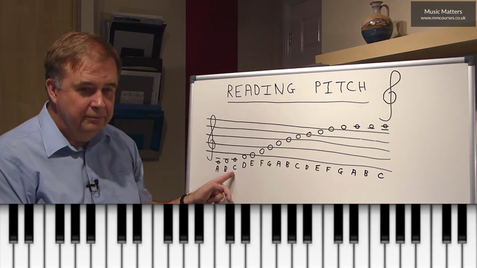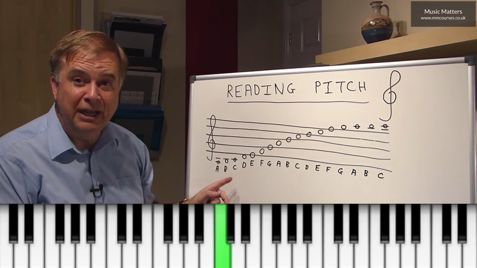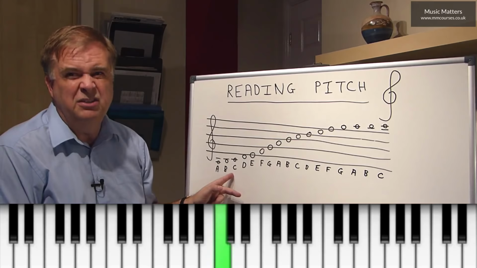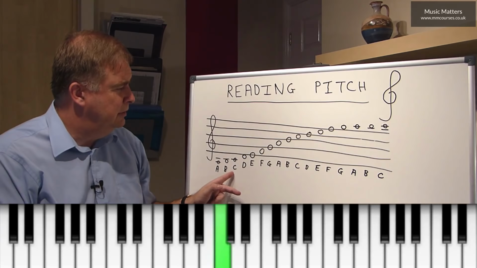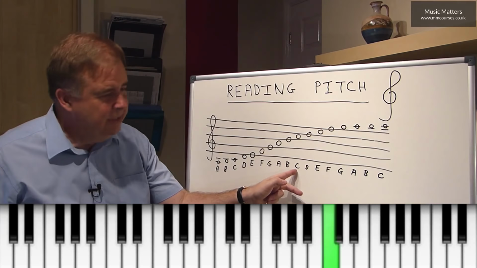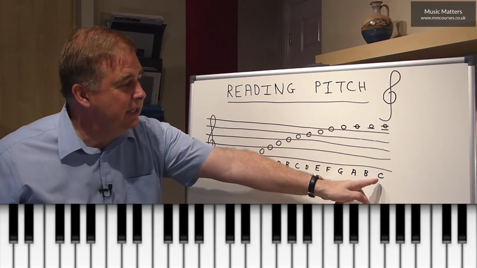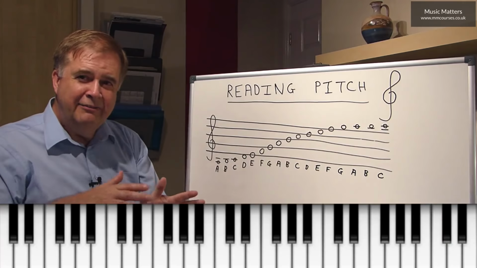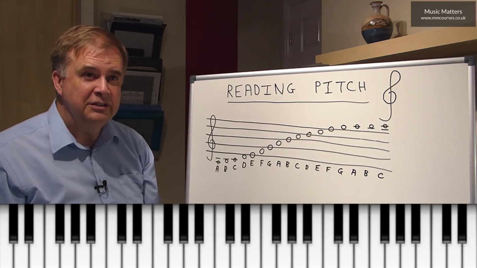This is C. C's on the keyboard are always on the left-hand side of two black notes, you can see. So this is C, and we call this one middle C because it's sort of in the middle of the keyboard, in the middle of the piano. If I go up to the next C, an octave higher, there it is. If I go up to the next C, on two ledger lines above the stave, it's here. So you get the idea that we might have to move from one octave to another octave.